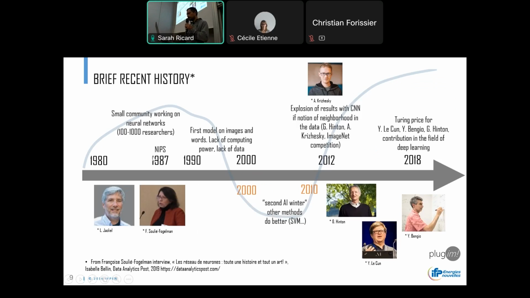It's remarkable that in 87 we have the first conference called NIPS. It's a small conference at the beginning. Now it's a very, very big conference for AI, one of the biggest. In 90 we also have growing interest, and we can see the first small models of image and words, but we have a lot of lack of computing power, with no good way to construct the learning database. So the results are not very spectacular.